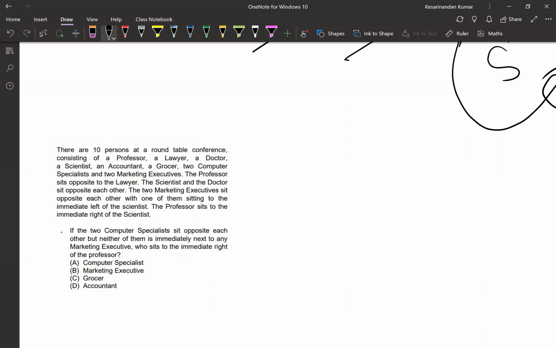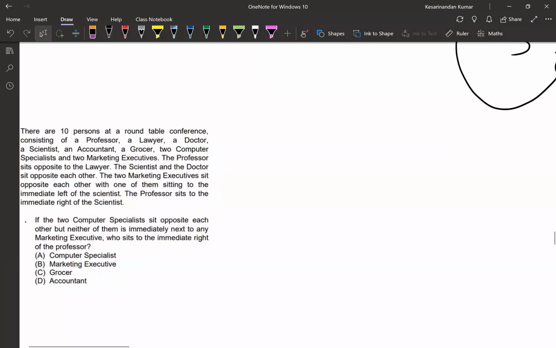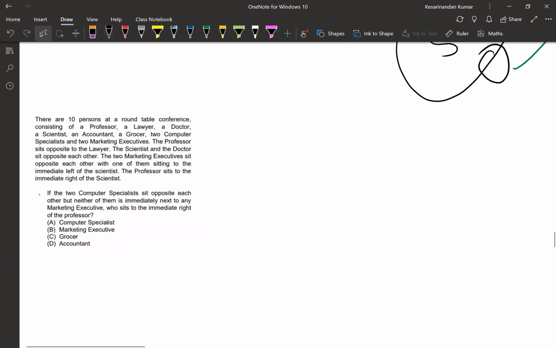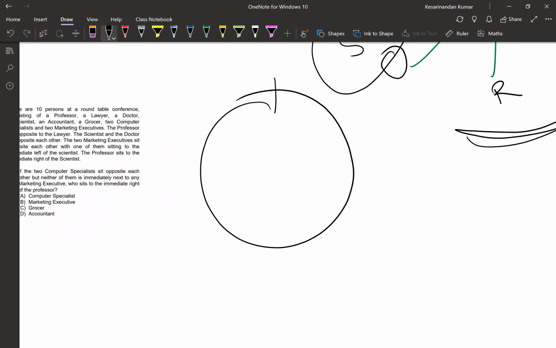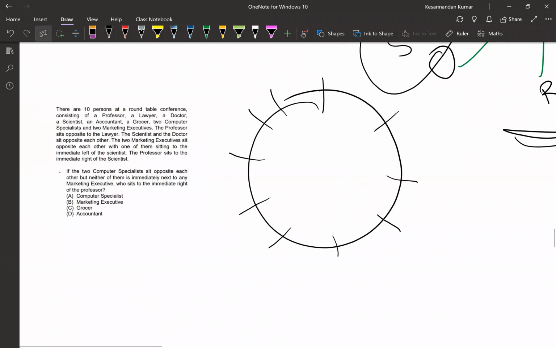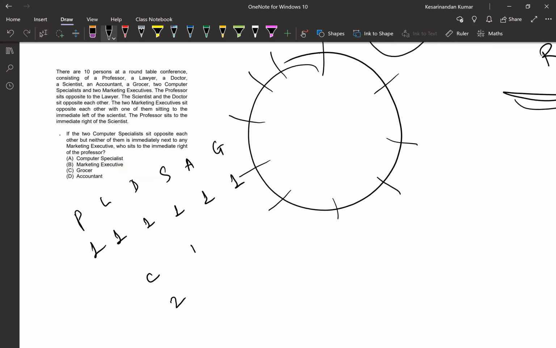There are 10 persons at the round table conference. Draw it. 1, 2, 3, 4, 5, 6, 7, 8, 9, and 10. All these professions: we have professor 1, lawyer 1, doctor 1, scientist 1, accountant 1, grocer 1, computers are 2, and marketing are 2. No letter is being repeated. Perfect. So we have 1, 2, 3, 4, 5, 6, and 4, 10.